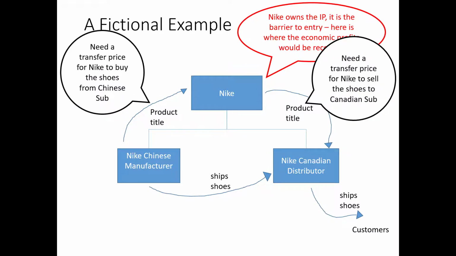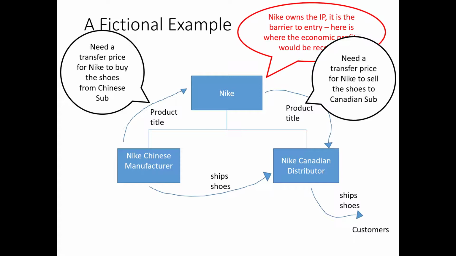So we need to solve two problems for Nike. One is we need the price, the transfer price, because this is an intercompany transaction for Nike to buy the shoes from the Chinese subsidiary. And we're going to need a different transfer price for Nike to sell the shoes to the Canadian subsidiary. Now your first reaction might be to say, well, why is there a different price?